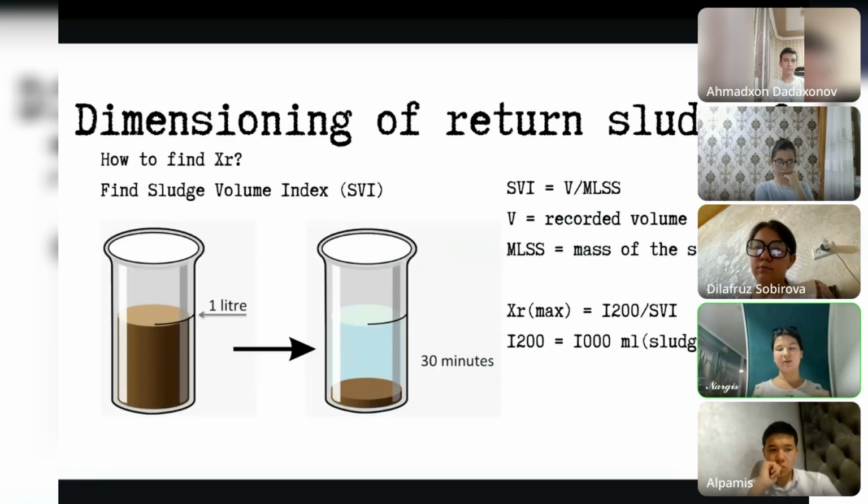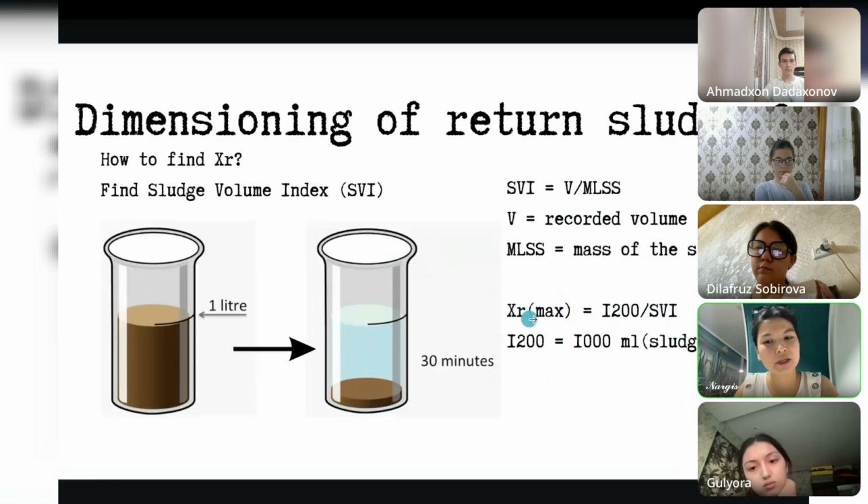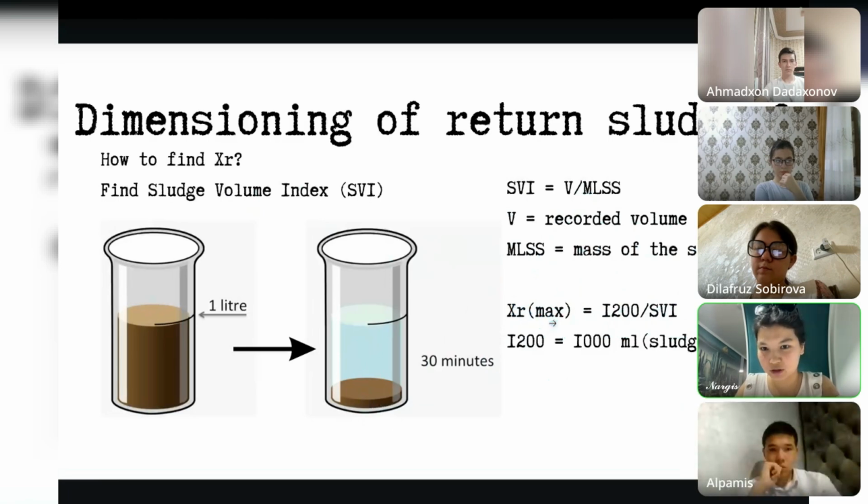And what do we do? It gets a little bit complex. So here, in order to find this maximum concentration of bacteria, we just take 1,200 and divide it by SVI. And then we can get this XR, which is the maximum. And from where did we get this 1,200?